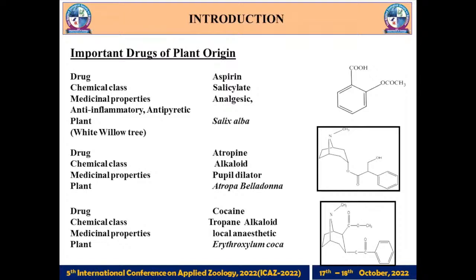The second one is atropine. Chemically, it is an alkaloid. It has pupil dilator activity and is obtained from Atropa belladonna. The third one is cocaine. Chemically, it is a terpene alkaloid. Medicinal property, it has local anesthetic activity and is obtained from Erythroxylum coca.